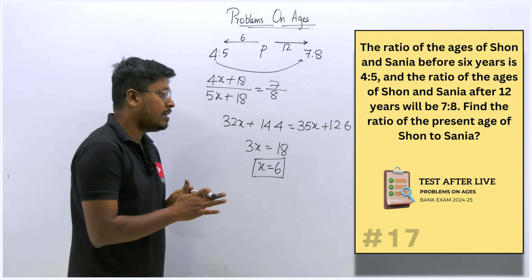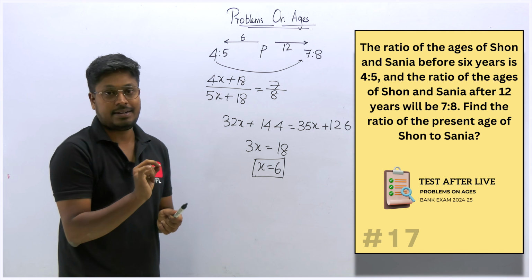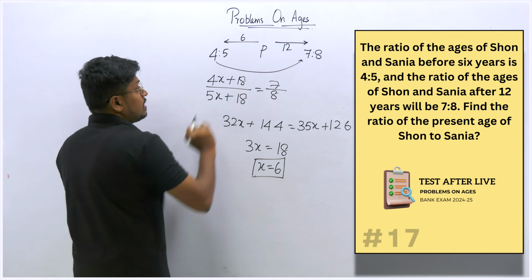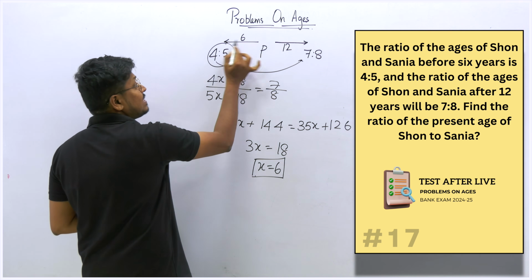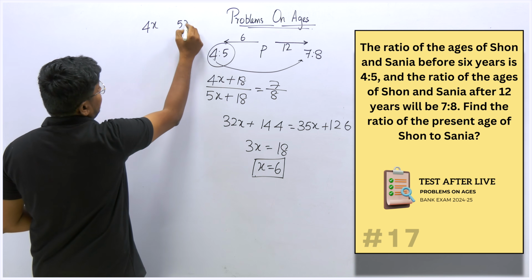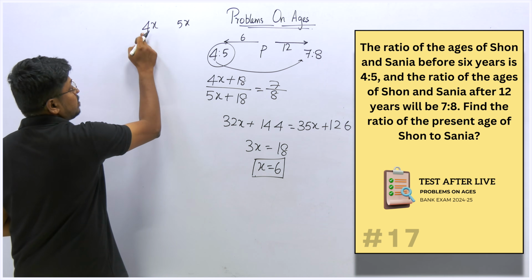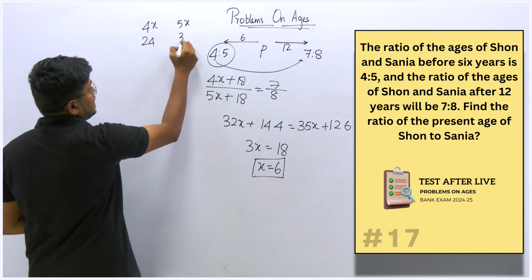And what is the question? Find the ratio between the present age of Shan and Sania. So we need to find the present age. So this is the value that is 6 years ago. So 4x, 5x, which are the ages 6 years ago. So x is equal to 6, substitute here. 6 4s are 24. 6 5s are 30.